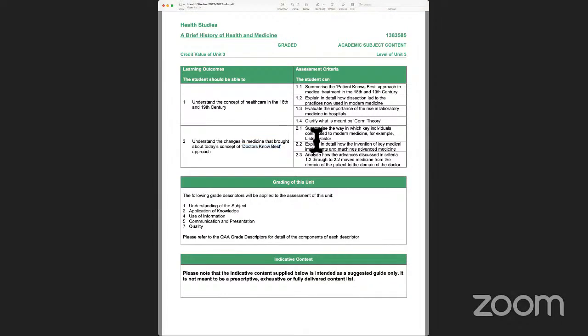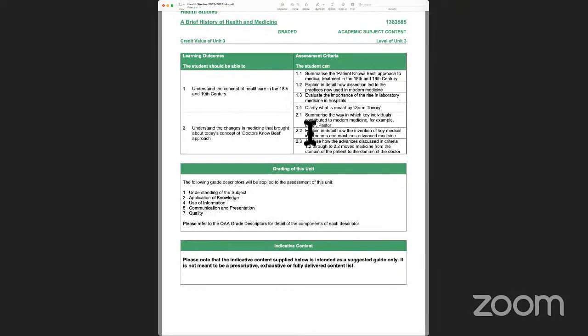And there are three assessment criteria wherein we are looking at basically summarizing who are the key people who have contributed to the development of modern medicine. And we'll be looking at works which have been carried out by Lister, Joseph Lister, and Louis Pasteur.